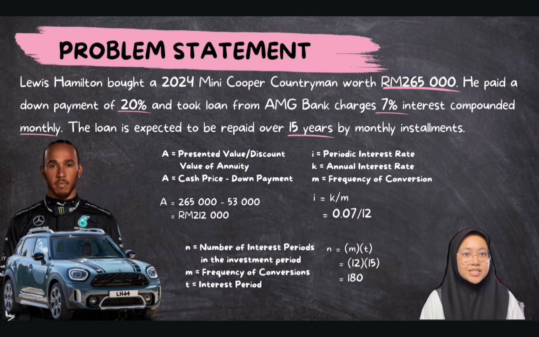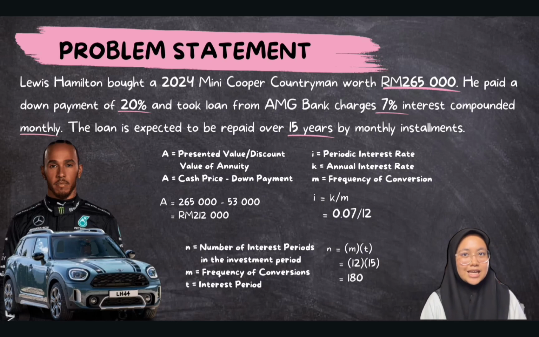A is the present value or discounted value of the annuity. A equals cash price minus down payment, which is 265,000 minus 53,000, and the answer we get is 212,000 ringgit. Next is I, the periodic interest rate, where K is the annual interest rate and M is the frequency of conversion. The formula of I is K over M, which is 0.07 over 12.